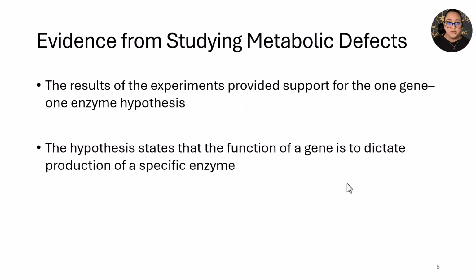So the results of these experiments provided support for that first original hypothesis, the 1 gene, 1 enzyme hypothesis. Because these enzymes were important in making either the final product of arginine or the intermediates in this whole process to end up making arginine. So these experiments provided support for that, but then we learned more. The hypothesis states that the function of 1 gene is to dictate production of 1 specific enzyme.